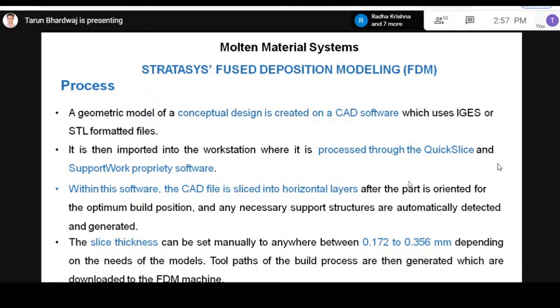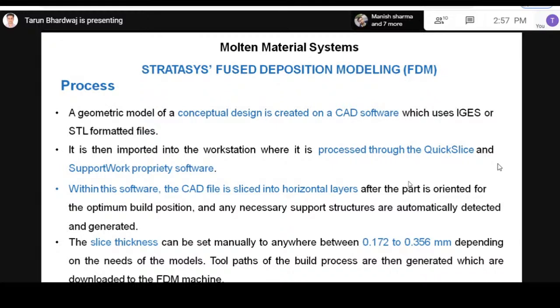And that slice thickness can be set manually to anywhere between 0.172 to 0.356 mm. FDM has a layer thickness range between 0.172 and 0.356, and this basically depends upon the need of a model, and sometimes it is also dependent upon the material and the condition in which we are working. And a tool path for the build process is then generated, which is downloaded to the FDM machine.